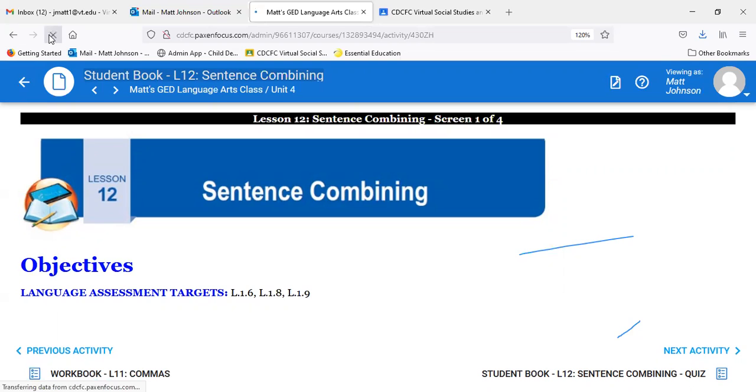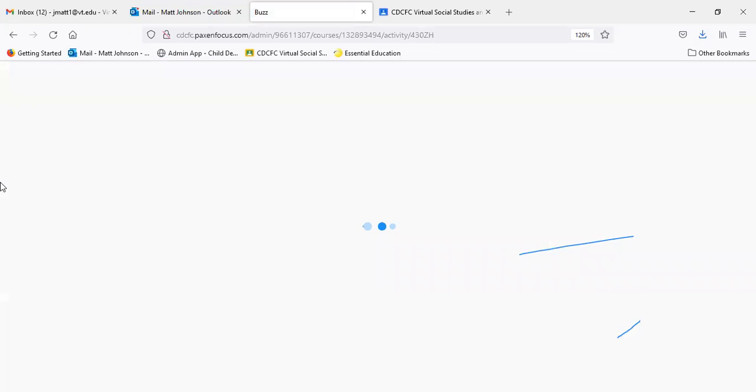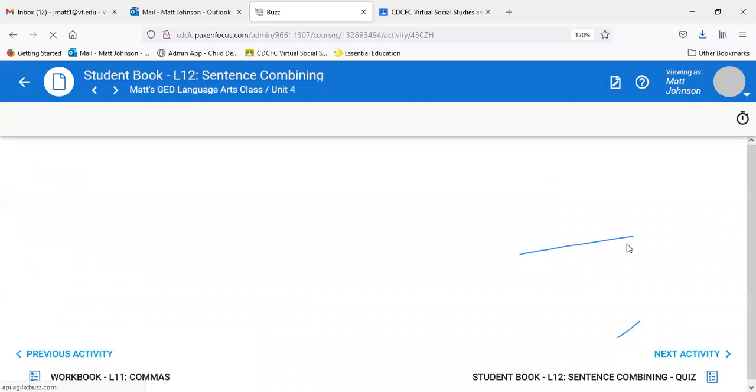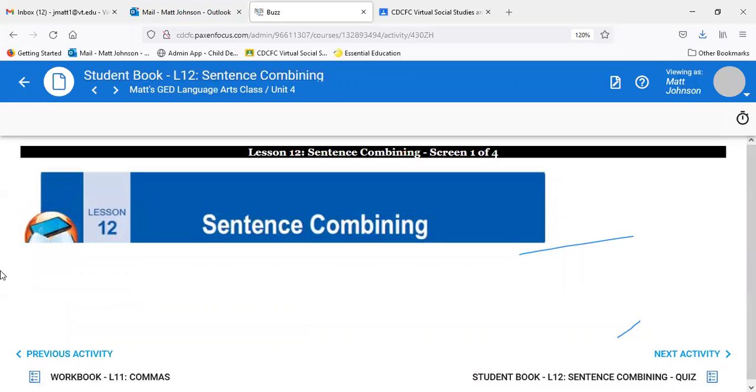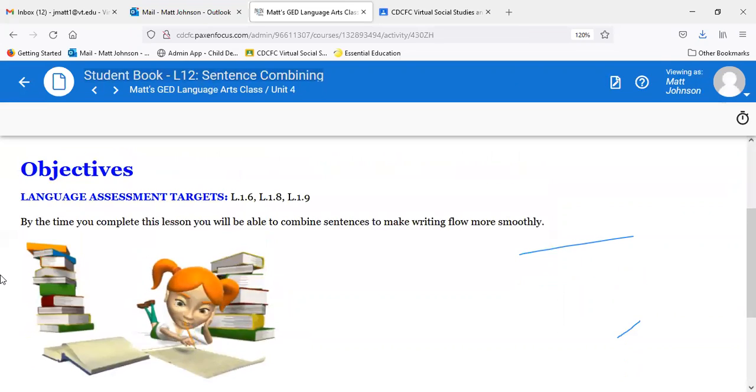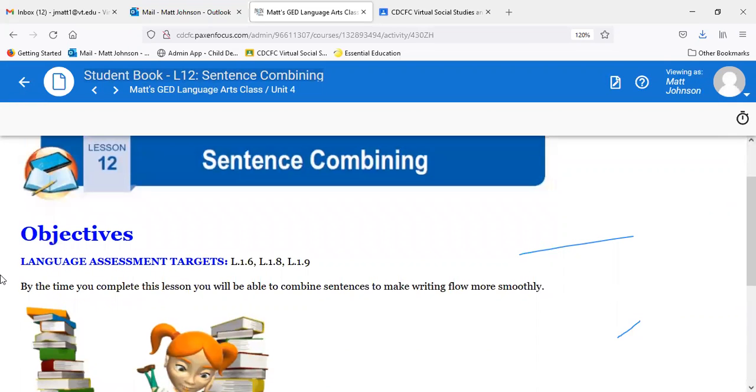And let's see here if this is going to open up for me the way it should. I have no idea what this blue line is about on my screen. Okay, here we go. And this is where the last lesson kind of comes into play as we're combining sentences. So for this lesson, by the time we complete it, we're going to be able to combine sentences to make writing flow more smoothly.